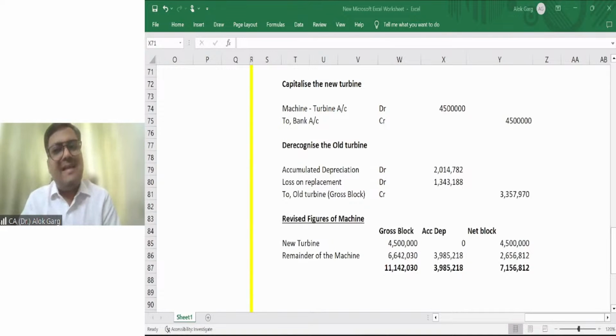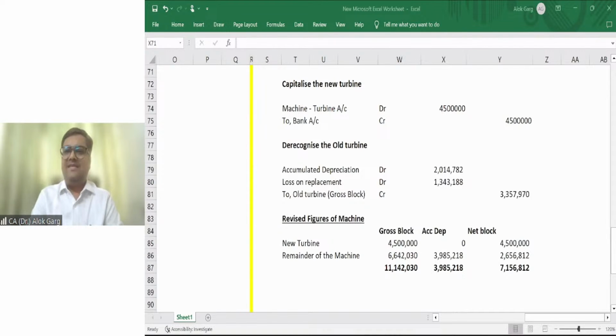So in this case, the standard says that first of all, this major inspection component has to be capitalized separately since the beginning. It has to be depreciated over the life of the inspection. The remainder of the aircraft has to be depreciated over the life of the aircraft, which is 20 years. So this is what it is there in terms of major inspection.